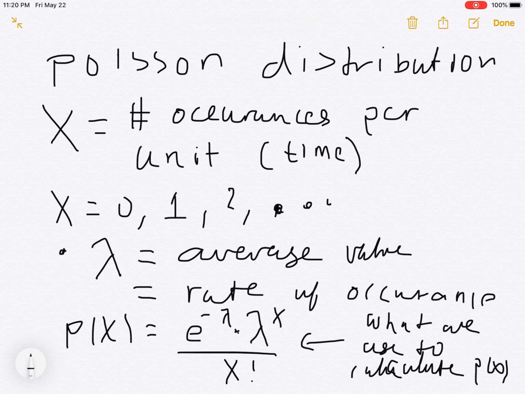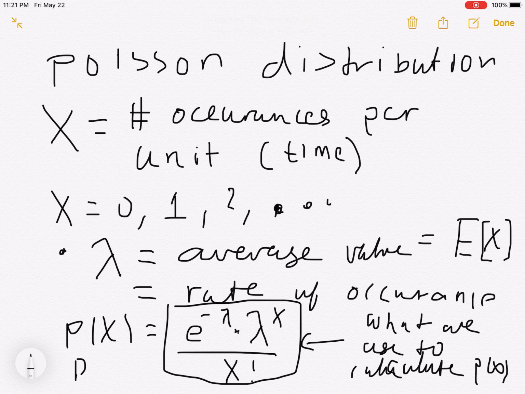One thing that I have not proven yet, but that you can prove, is that this is E of X. I'm going to do that later. But in order to prove that, you'll need to know the density function, and the density function is this right here.